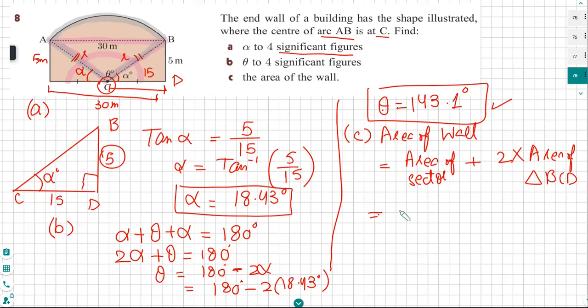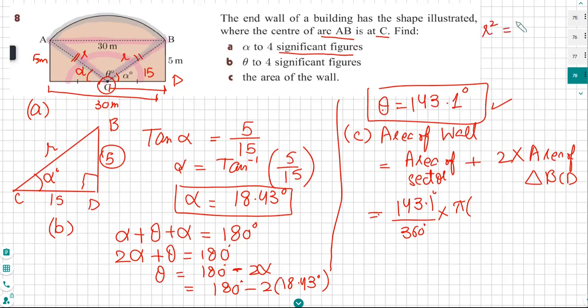Otherwise, we can use this as one sector angle. What is the sector angle of this? It is theta, right? Which is 143.1 divided by 360 degrees, right? Multiply by pi r square. What is r? R is unknown, so it means we should have found r before doing this. So I'm finding r. How to find? Either you can use the Pythagoras theorem or algebra or the trigonometry ratios, right?